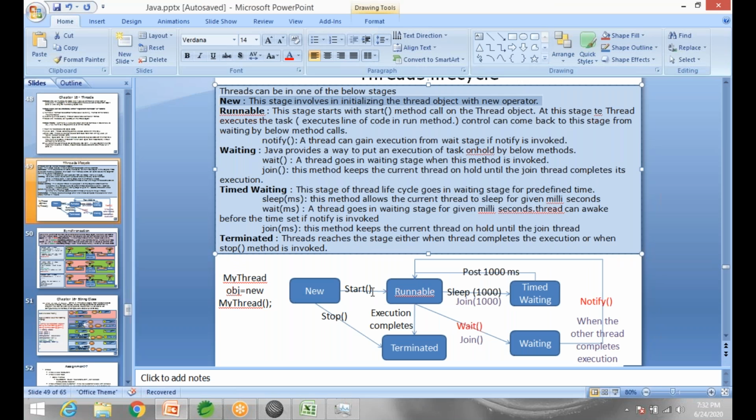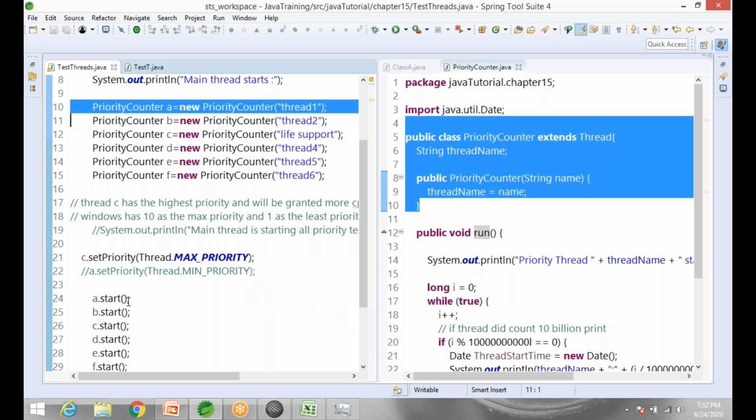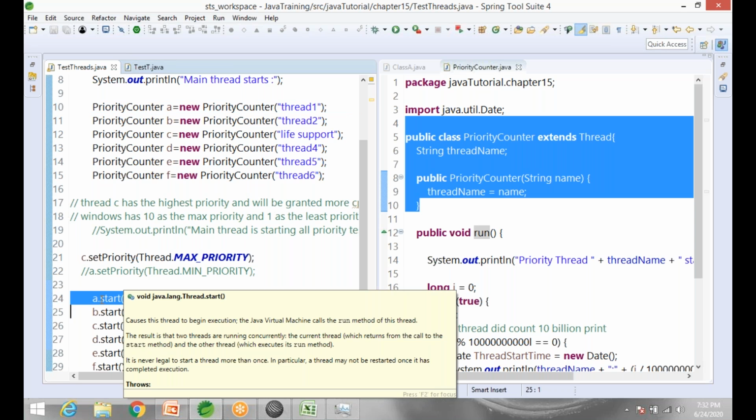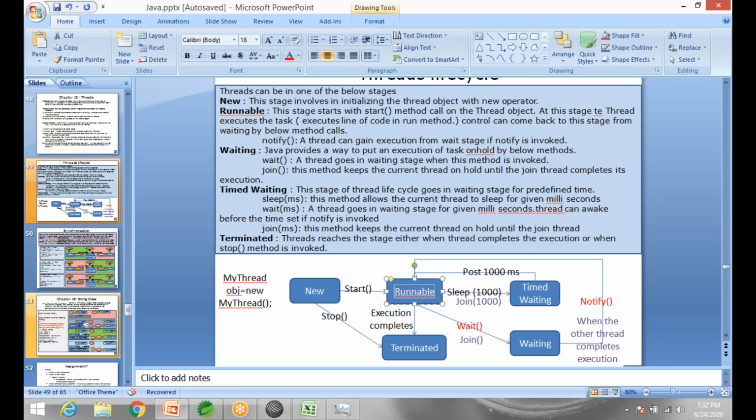When you call the start method, your thread goes in a stage called runnable. Okay, your program goes in a stage called runnable, meaning it is running. A.start meaning this program is now running, runnable stage.